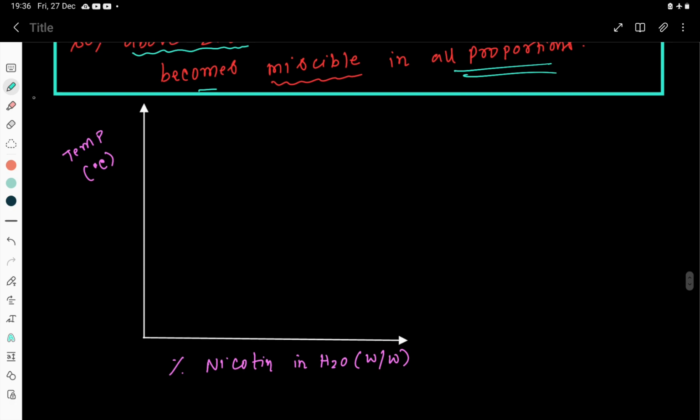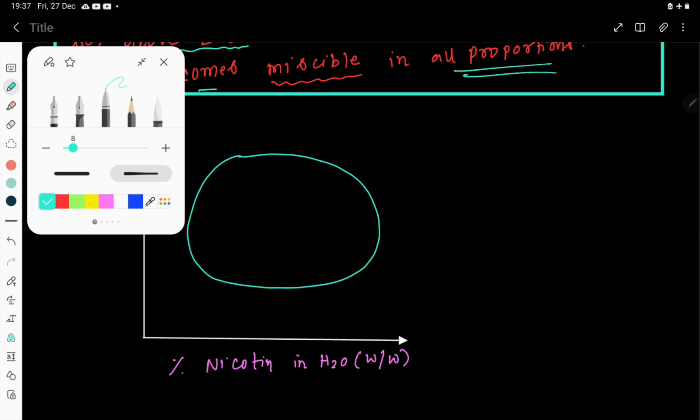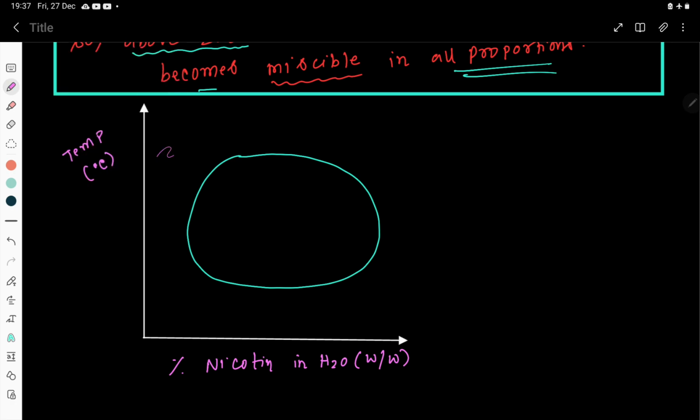So the diagram for this will be like this. See, it is basically not a circle. I can say it is some way like a cyclic thing. And this is the UCST and this is the LCST point.